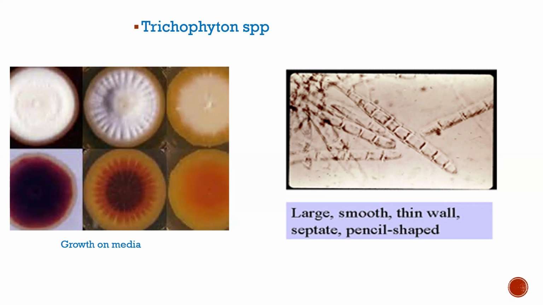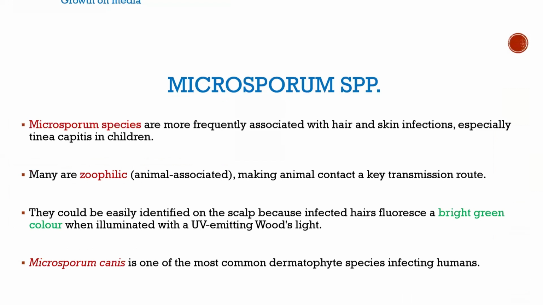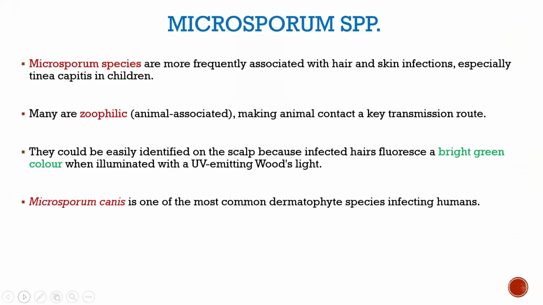But it has a division, so they are called septate. And if you look at the shape, they are pencil shaped. So this is just a pictorial explanation of what I was explaining. Then let's go over to the Microsporum species, which is another genus of the dermatophytes.